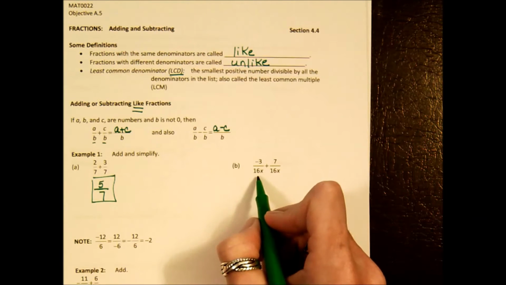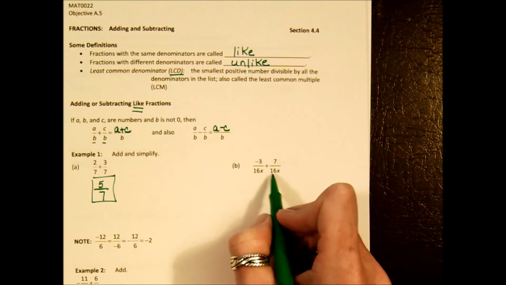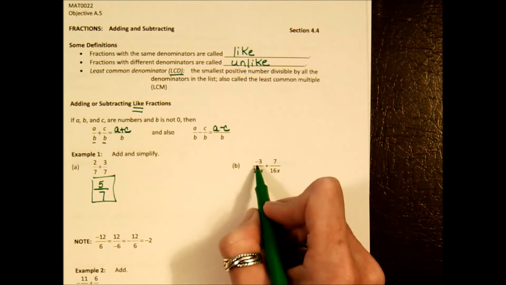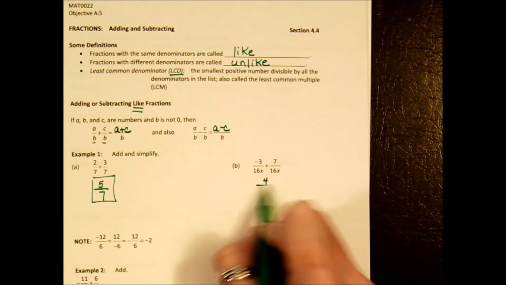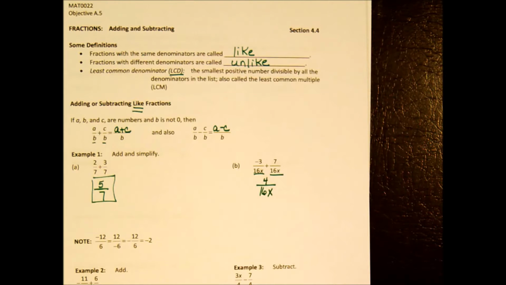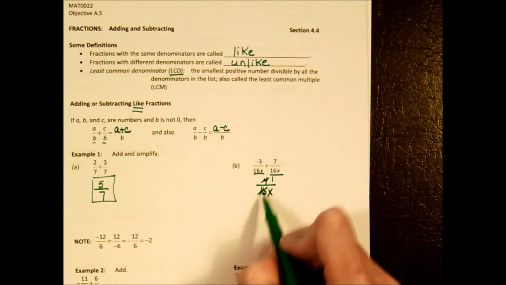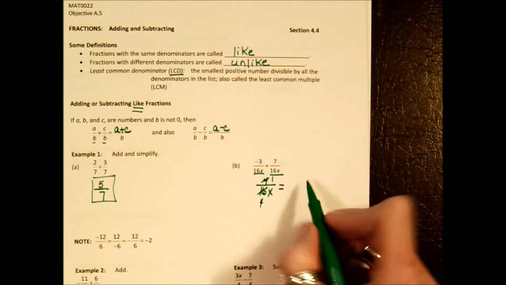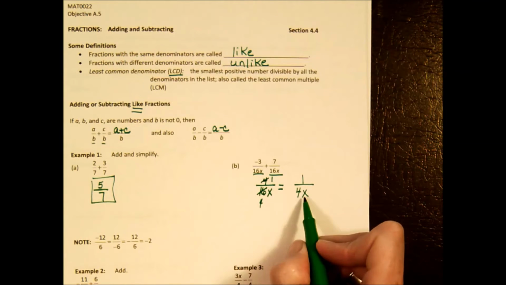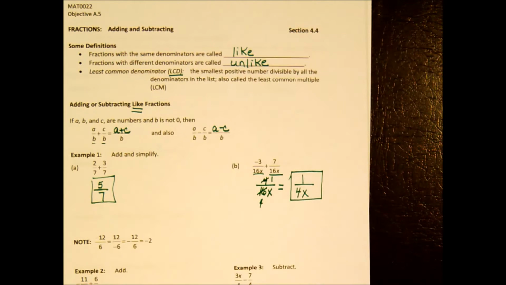Negative 3 over 16x plus 7 over 16x. The denominators are alike, so I combine my numerators. Now you're going to have to use those rules for integers. A negative 3 and a positive 7 is a positive 4 over 16x, so I keep that like denominator. Now, however, I can simplify this. 4 goes into 4 once, it goes into 16 4 times, and we end up with 1 over 4x. Take special note to see that the x remains in the denominator because that's where it was to start with.